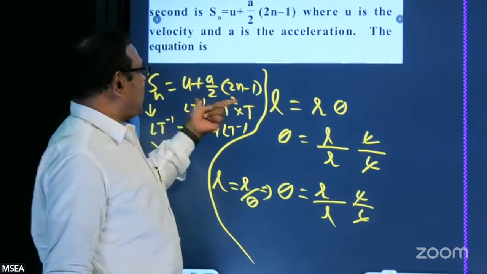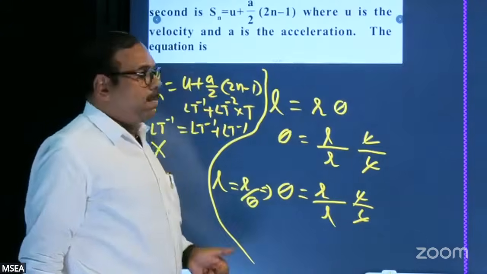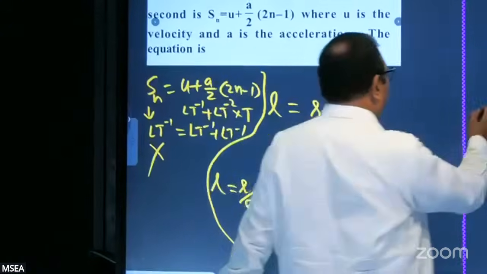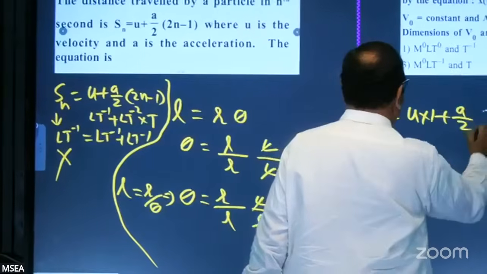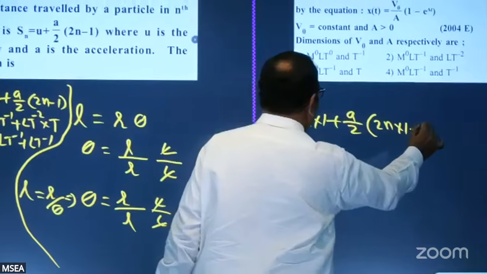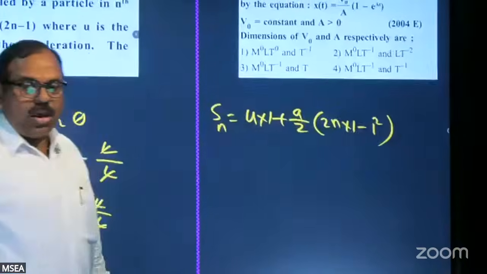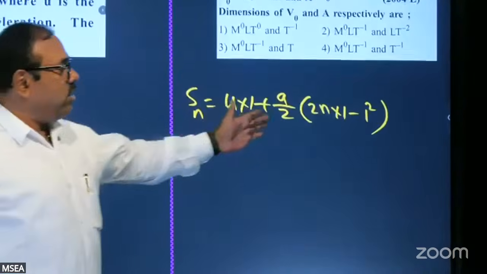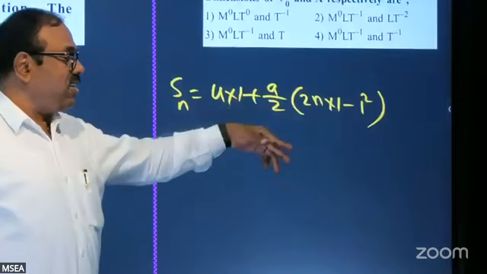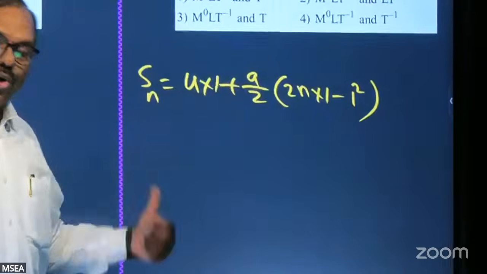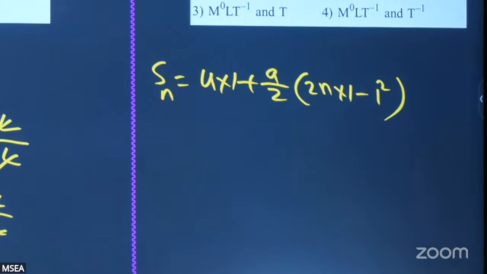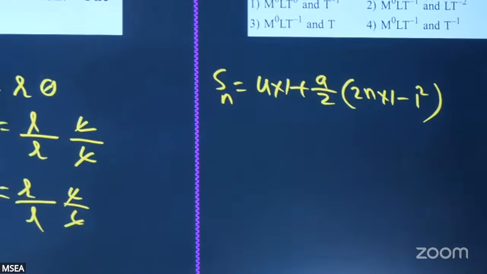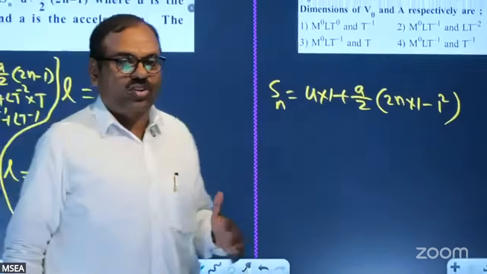So actually, this is the simplified form of Sn, but the original formula is u into 1 plus a by 2 into 2n into 1 minus 1 square. We get it like this. But actually what we are doing is, when 2n into 1, 2n, 1 square is 1, so u into 1 is u. That's the simplified form. We are taking u plus a by 2 into 2n minus 1. By seeing this, we are saying the Sn dimension formula is LT minus 1, which is wrong.